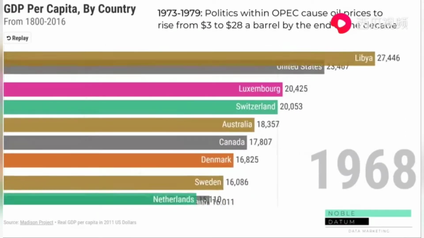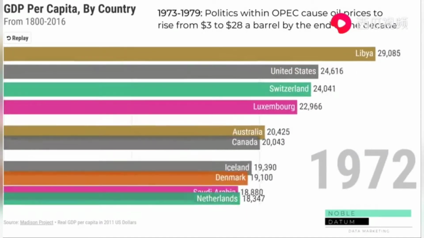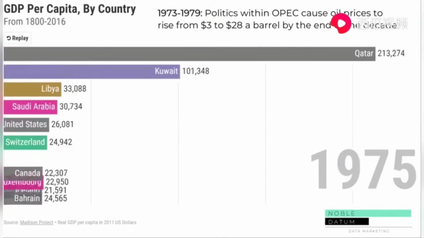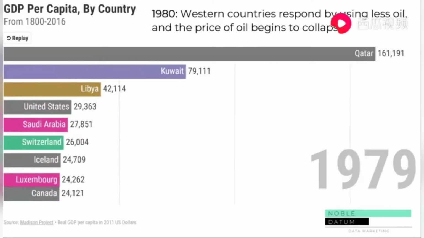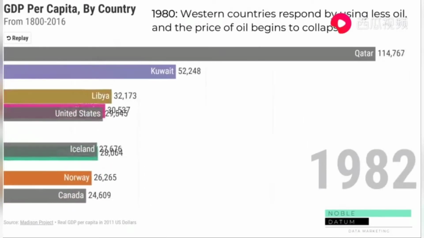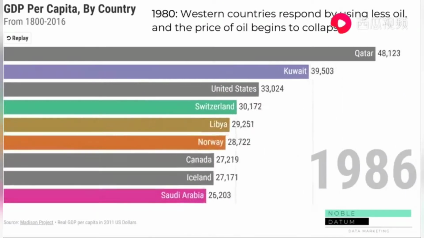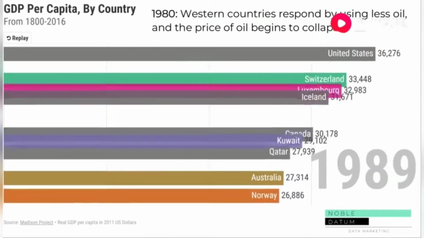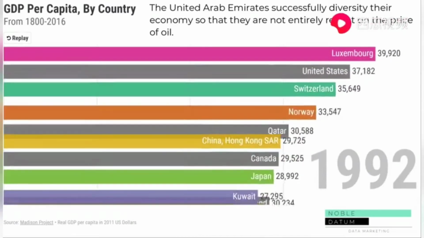Starting in 1973, politics within OPEC force oil prices to rise from $3 to $28 a barrel by the end of the decade. Western countries fall into a recession and start demanding less oil, which leads to a massive oversupply. In 1980, oil prices begin to crash. However, the UAE successfully diversifies their economy. They are no longer entirely reliant on the price of oil.